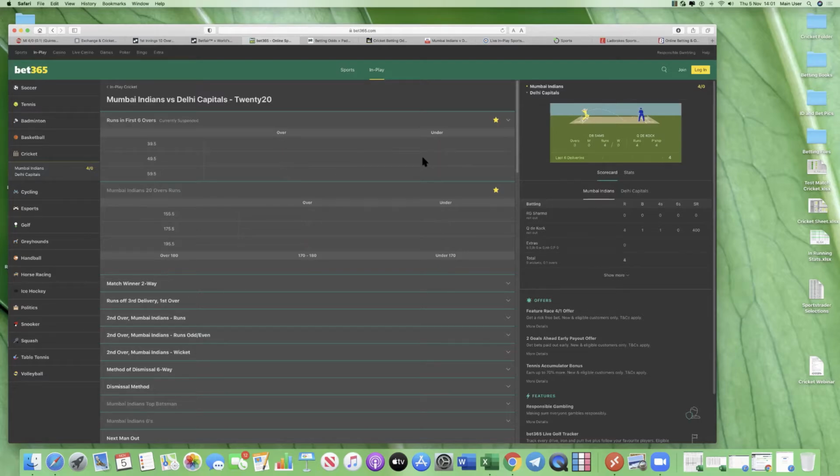So the game's just started. The first ball went for 4. The second one's gone for 2.